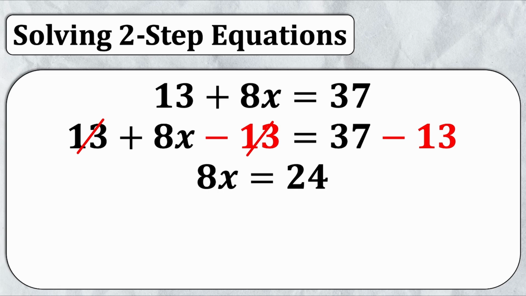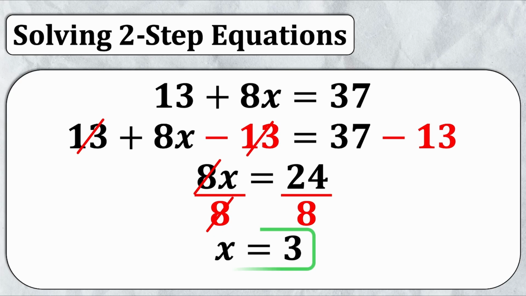So now I see that x is being multiplied by 8, and so I need to do the inverse, which is divide by 8. But I got to do it to both sides, which gives me 8x over 8 is equal to 24 over 8, and the 8's on the left will cancel out with one another, and this is going to give me x is equal to 24 divided by 8, which is x is equal to 3.